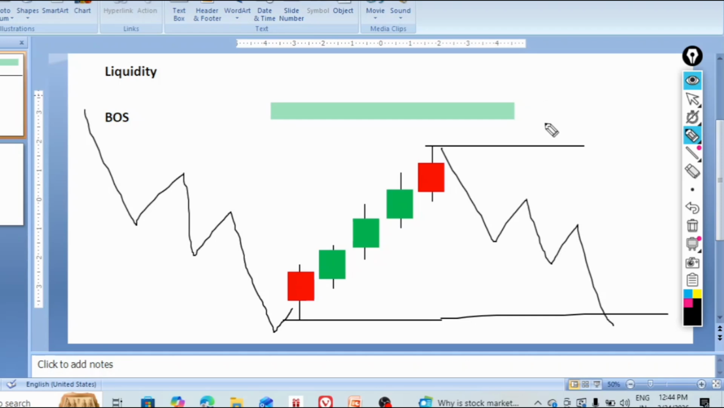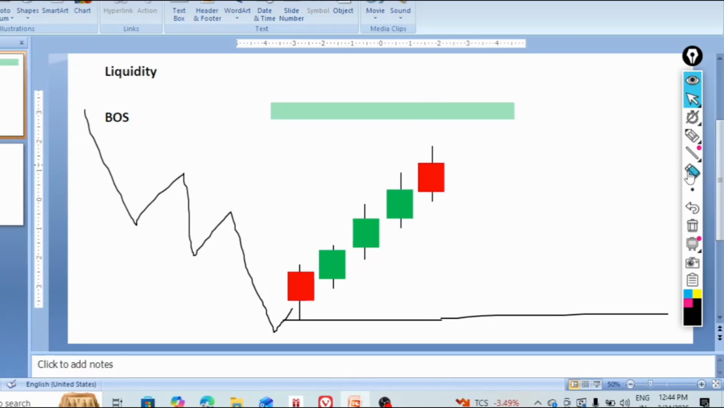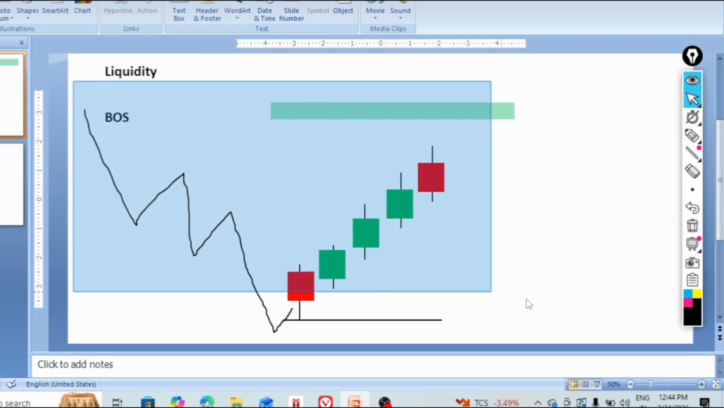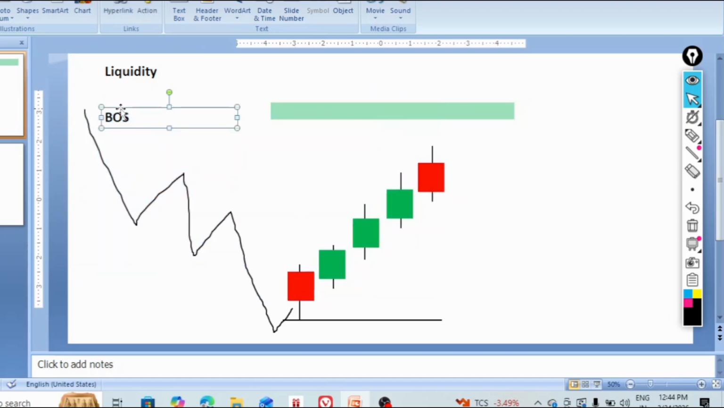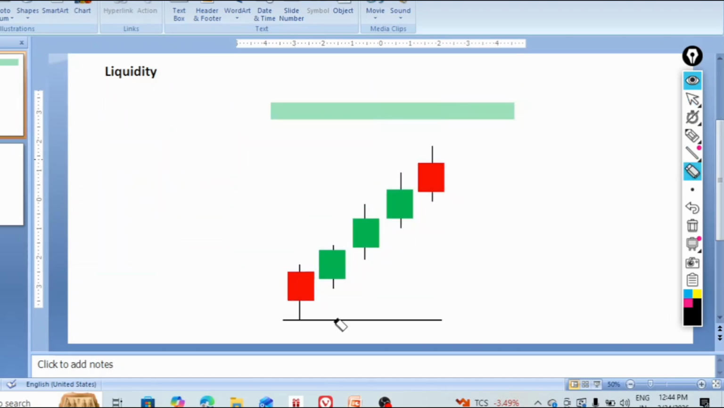Also, equal highs and equal lows are liquidity. I think I explained this in the last video, but let me explain it again. Equal highs and equal lows.